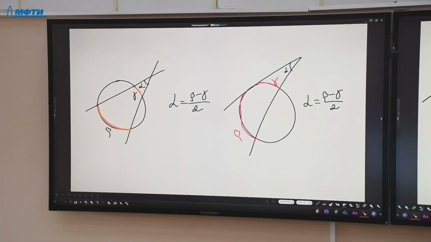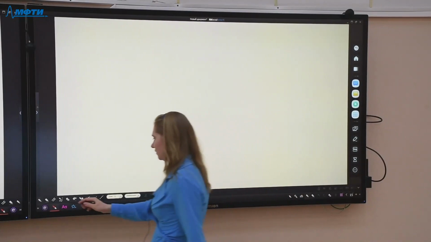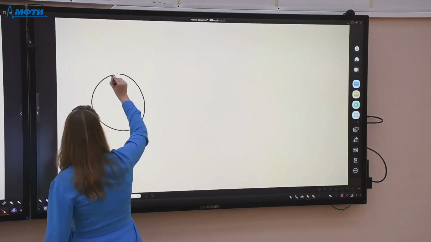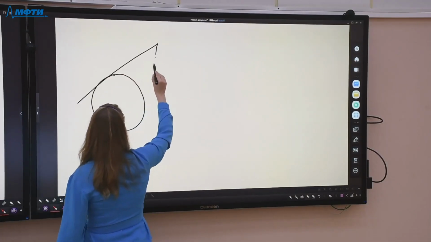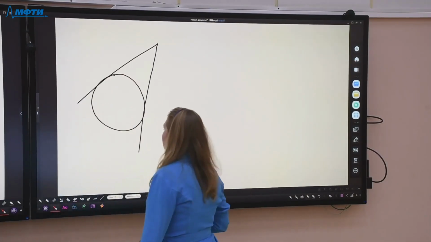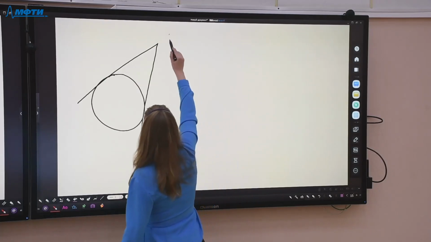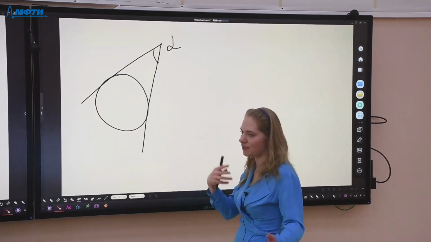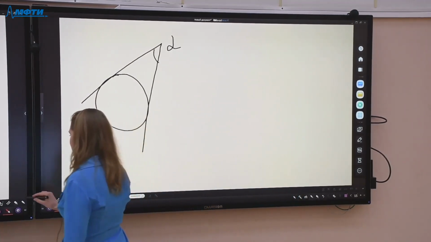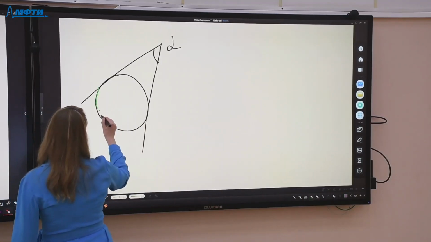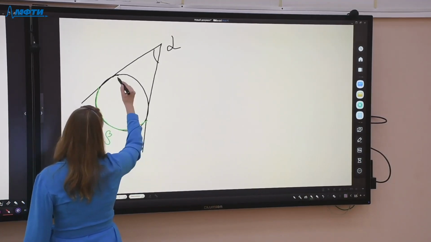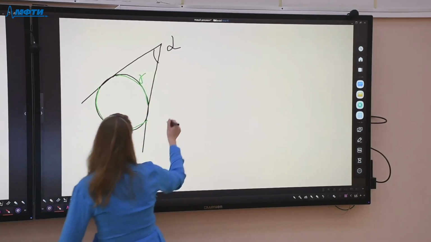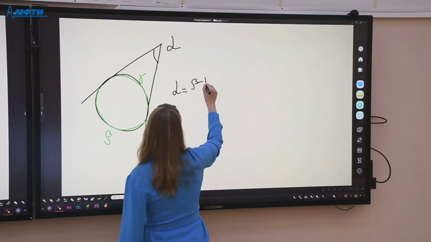And finally, if we have two tangent lines, and if they intersect outside the circle, we can find this angle alpha. This is half of the difference between two arcs. This arc, beta, and this arc, gamma. So alpha is beta minus gamma over 2.